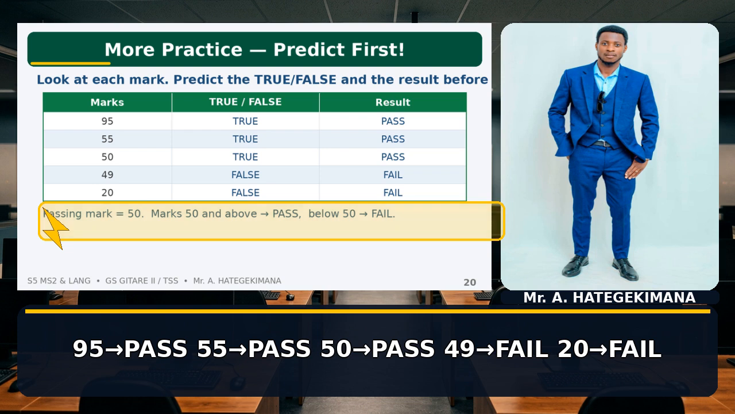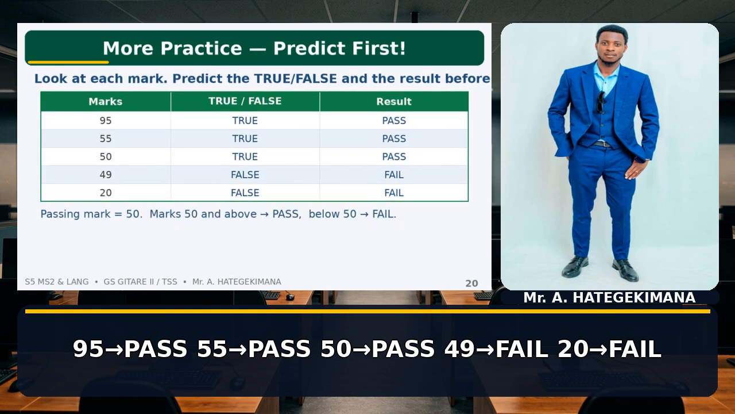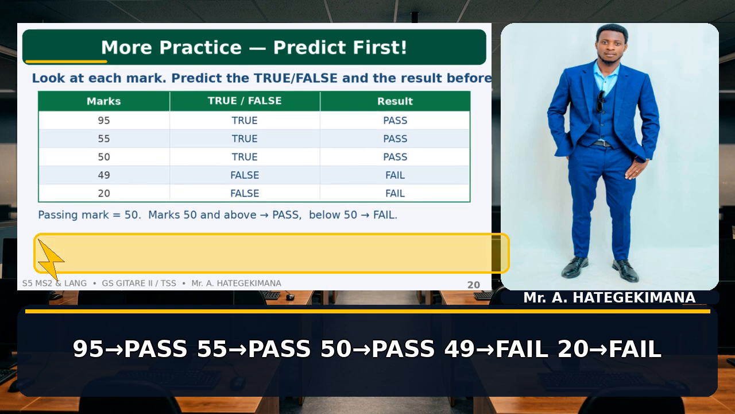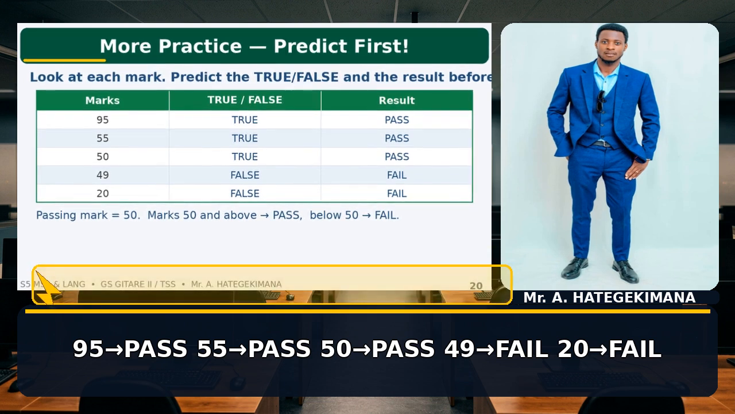55, true, pass. 50, true, pass. 49, it is less than 50, so it is false, and the result is fail. 20, false, fail. Did you get the same answers? Good. So the passing mark is 50. Any mark of 50 and above is pass. Any mark below 50 is fail.